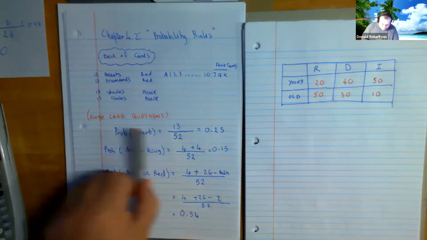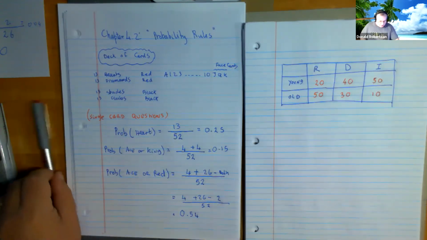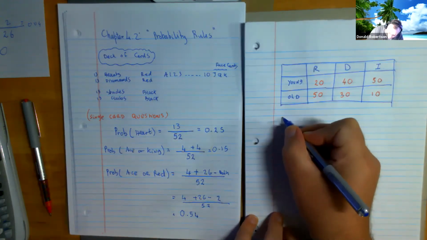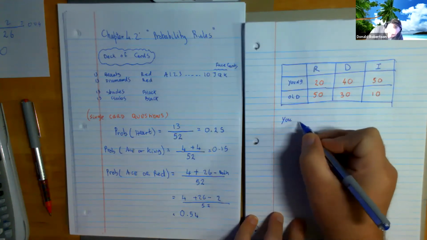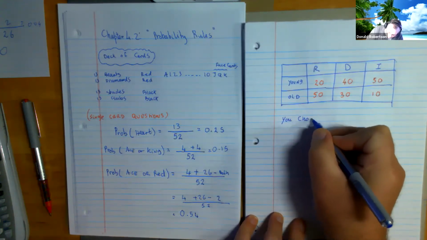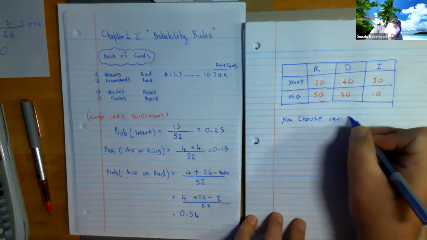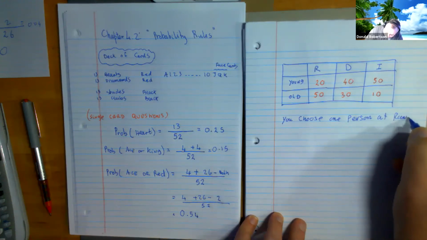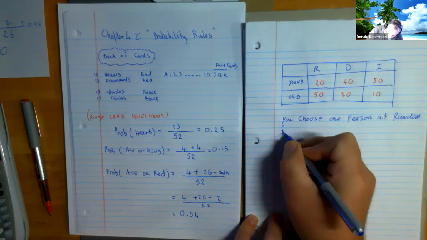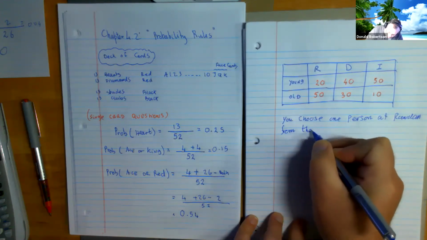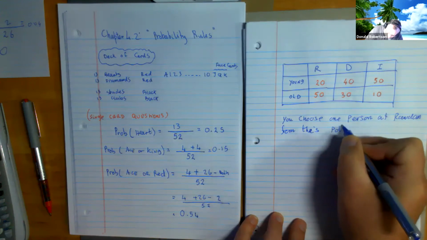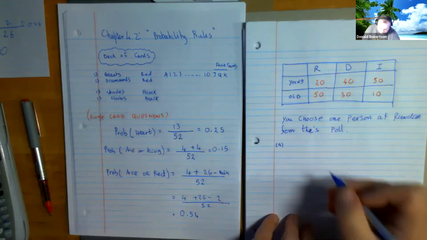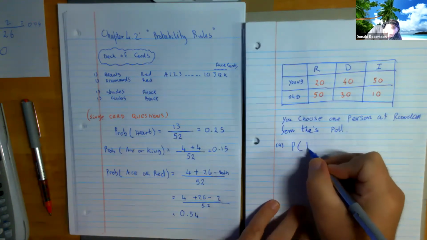Now, from a table like this, there is a number of different probabilities that you can get. All my probabilities are going to start with this sentence, so I don't have to write it every time. You choose one person at random from this poll. And here's my first question: you choose one person at random from this poll. What's the probability that you choose a Democrat?